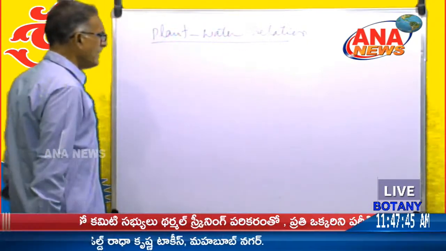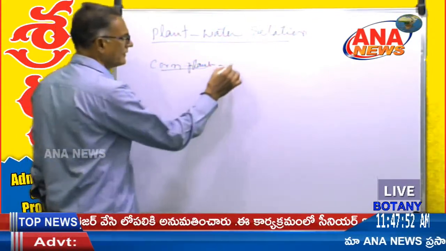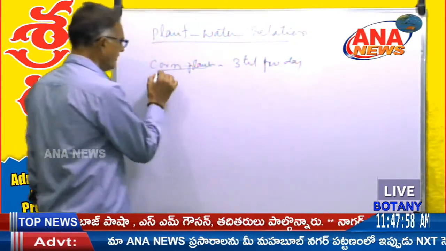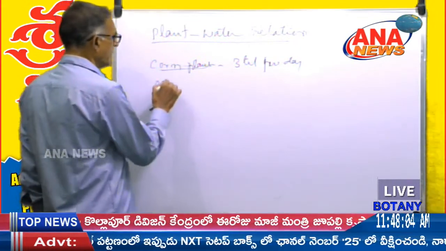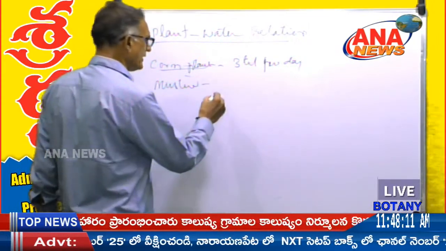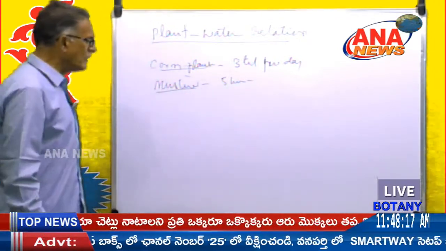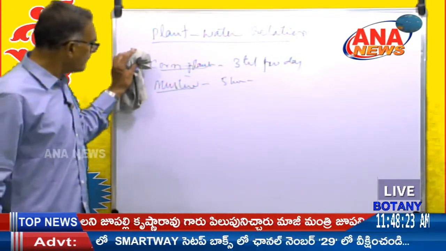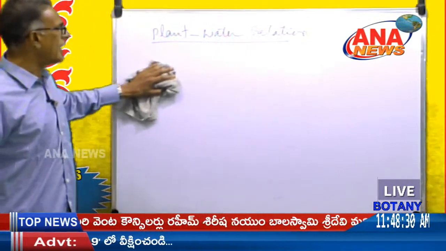A matured corn plant absorbs 3 liters of water per day, whereas the mustard plant absorbs water equal to its weight in every 5 hours. Thus the plants absorb a lot of water. Then water becomes an essential and limiting factor for growth and productivity of agricultural and natural plants.